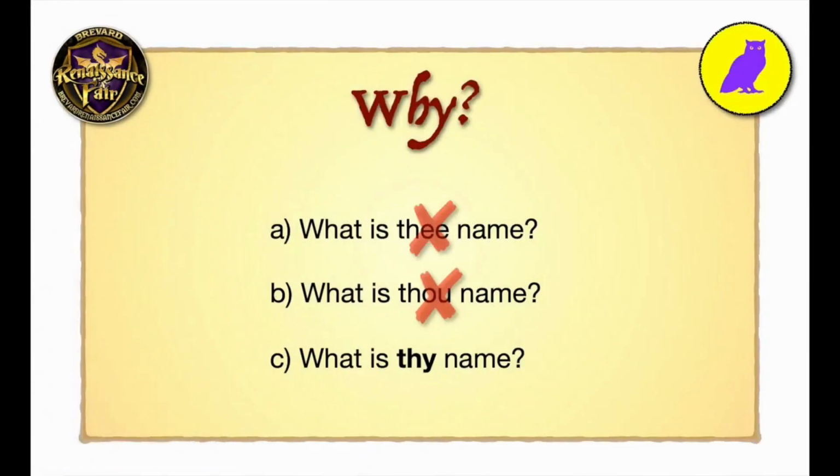So the first answer, what is the name, was incorrect because the is an object, not a possessive. What is thou name is incorrect because thou is a subject pronoun. We'll be talking about that in the next unit coming up. Again, it's not possessive. It's like saying, what is you name? A and B are both saying, what is you name? The last one, what is thy name, is correct because thy means your. What is your name? That's the possessive pronoun.